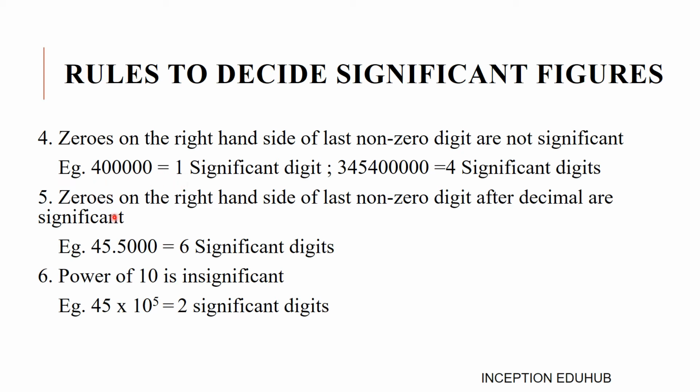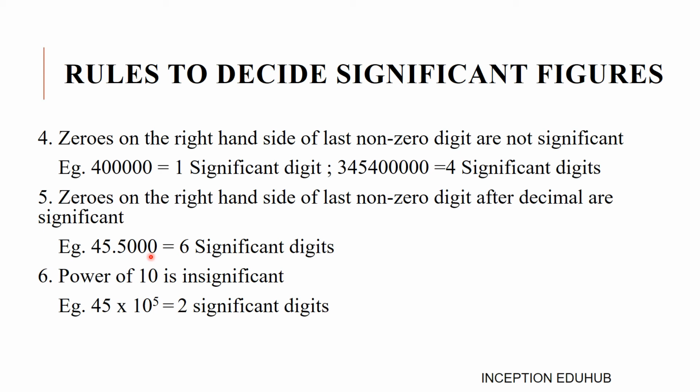Next rule is zeros on the right hand side of the last non-zero digit after the decimal are significant. If there is a decimal involved, all the zeros are going to be significant. So for example, 45.5000 will be considered. So in this number, we are going to consider all the digits, and this number will be having a total of 6 significant digits.